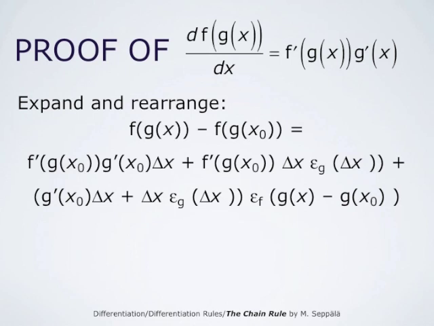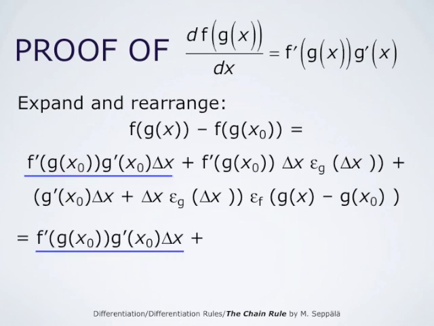The rearrangement that we perform next is that we first leave the first term intact. So we have that f at g of x minus f at g of x0 equals f prime at g of x0 times g prime at x0 times delta of x. This is the first term in the definition of differentiability for the composed function f composed with g.